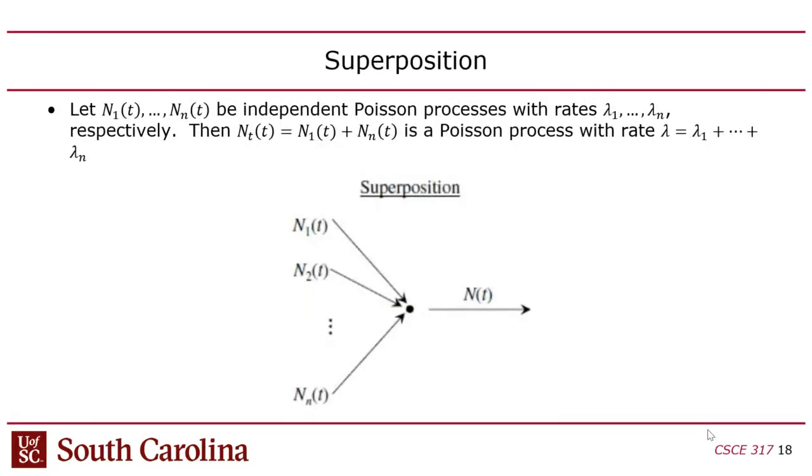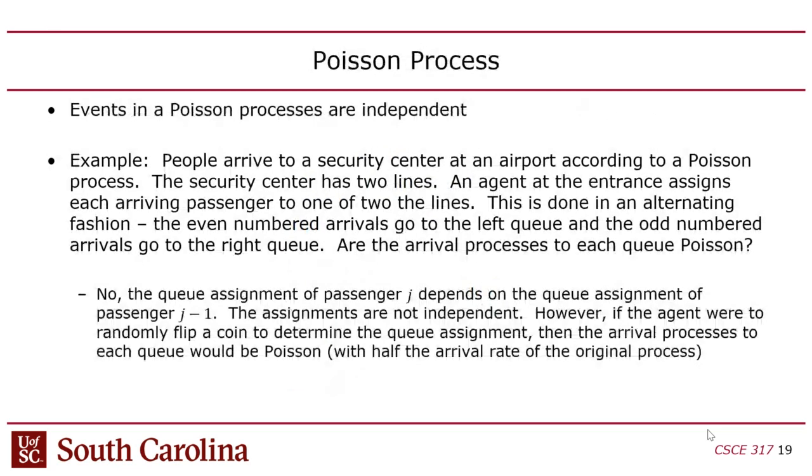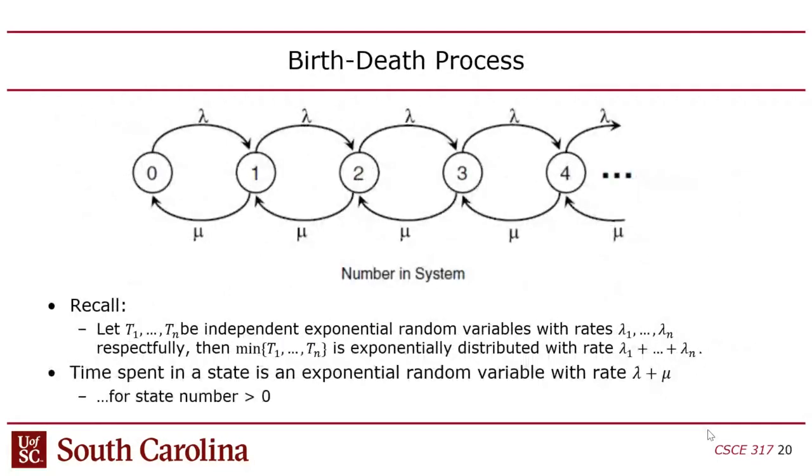And then they have this thing, superposition, which is kind of the opposite, where you've got a set of Poisson processes and you're trying to generalize the events generated by all of them. You can model that as a Poisson process that has a rate equaling the sum of all the rates of the individual ones. And this talks about how events in a Poisson process are independent.